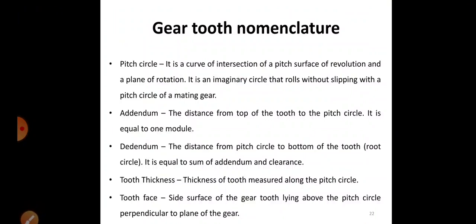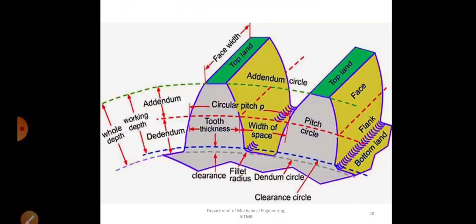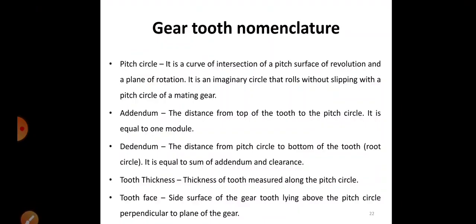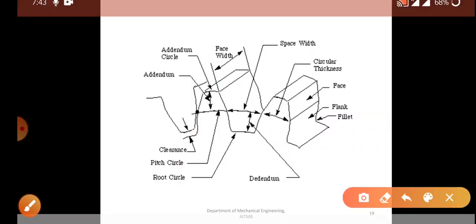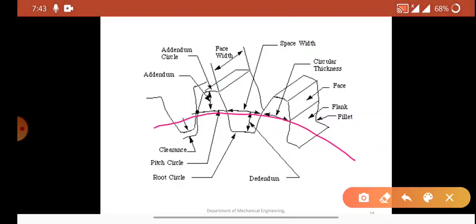Next one is the tooth thickness. How do we measure the thickness of the tooth here? The thickness of the tooth is measured along the pitch circle. Where is the pitch circle? The pitch circle is here. This is your pitch circle. So the tooth thickness is measured along the pitch circle.